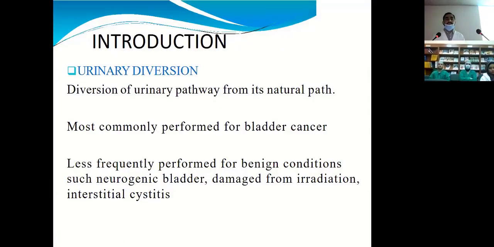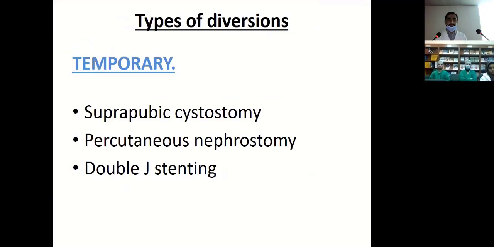Introduction. Urinary diversion is the diversion of the urinary pathway from its natural path. It is most commonly performed for bladder cancer. It is less frequently performed for benign conditions such as neurogenic bladder, damage from radiation, and interstitial cystitis.